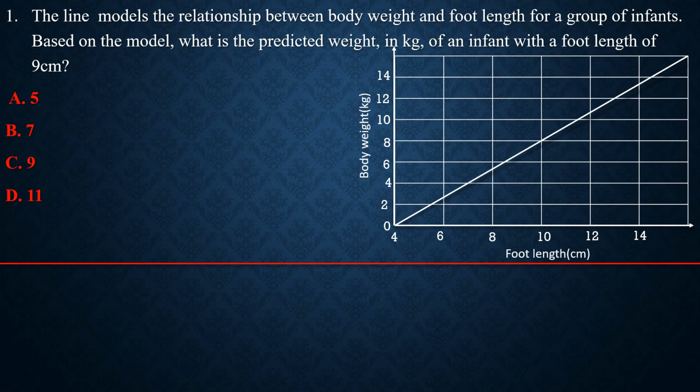All right, so the first question goes, the line models the relationship between body weight and foot length of a group of infants. Based on the model, what is the predicted weight in kilogram of an infant with a foot length of 9 centimeters? All right, so what you really want to do is, this is our foot length, this is body weight. So we're actually going to notice here that you have 4, 6, 8, 10. So 9 centimeters will be somewhere between 8 and 10. So you're going to come here, this is our 9 centimeters, and dot all the way up here. So you read off the corresponding body weight value, which is about 7 kilograms. So our answer here is B.